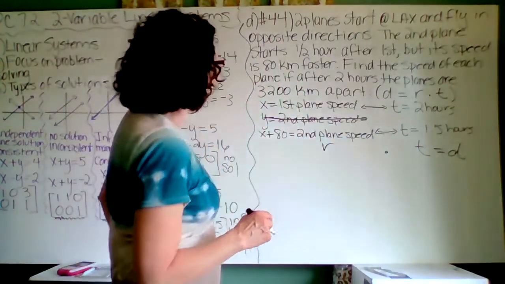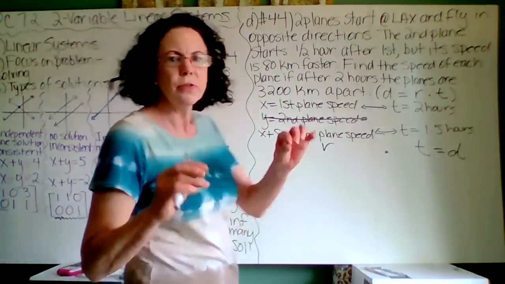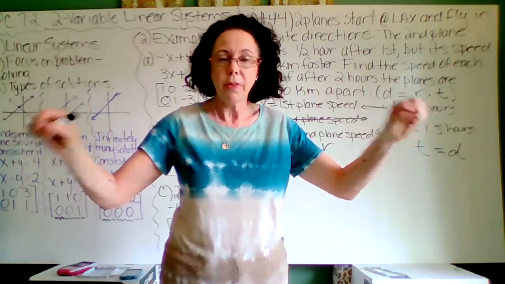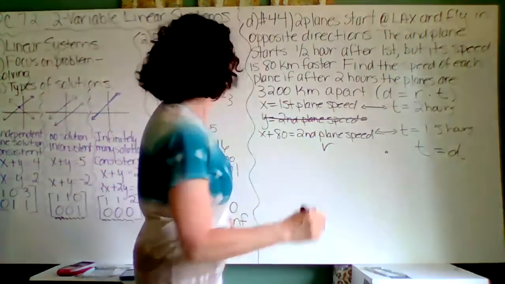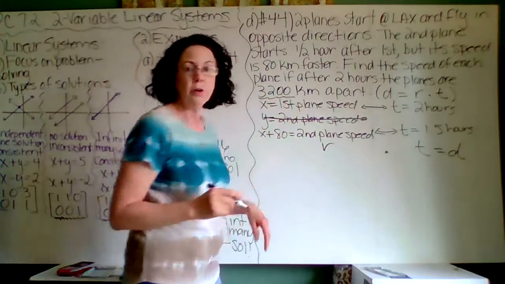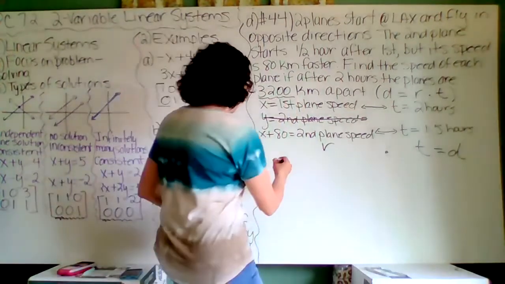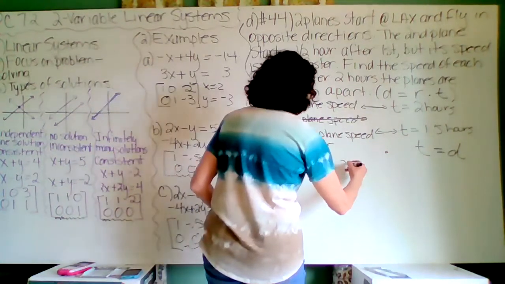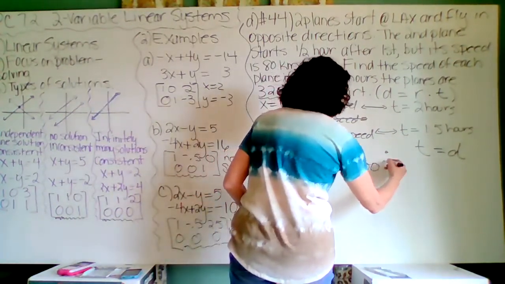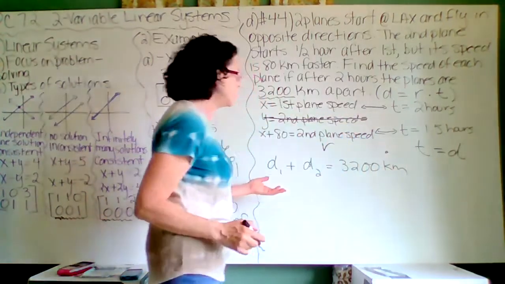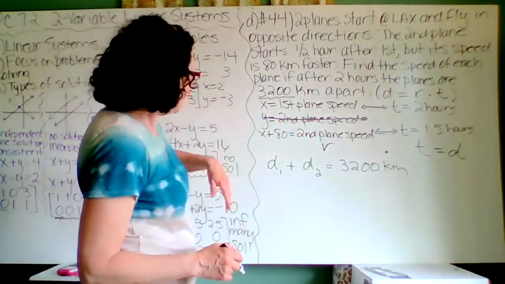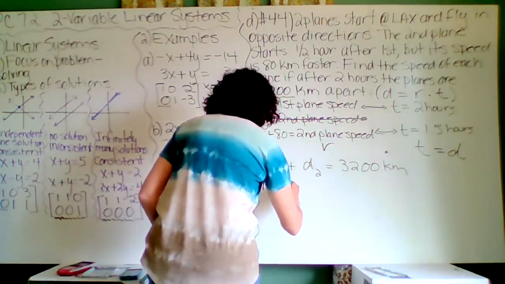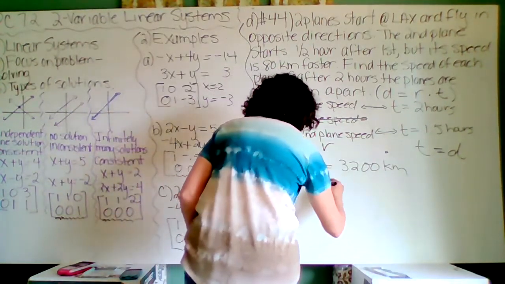All right, so let's go ahead and solve this then. The planes are flying in opposite directions, meaning if I add up their distances, it would equal 3,200 kilometers. So the distance of the first plane plus the distance of the second plane equals 3,200 kilometers. But I don't have those distances, but that's okay. I do have rate times time for the first plane. Rate times time plus rate times time.